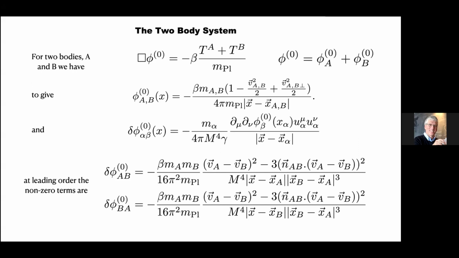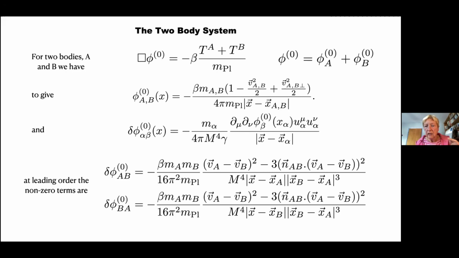So if we have two bodies, A and B, then the Klein-Gordon equation acquires the energy momentum tensor for particle A and body B. And so phi would be that of the A field and the B field. So this just generalizes what we had previously for A and B. It's a separable solution, x minus the position of the body.